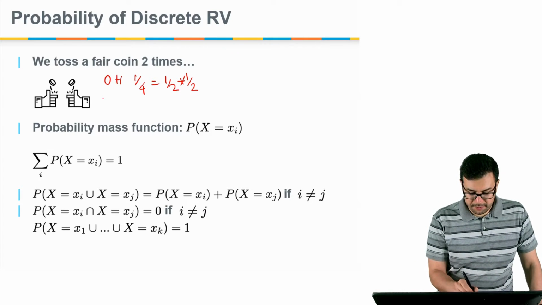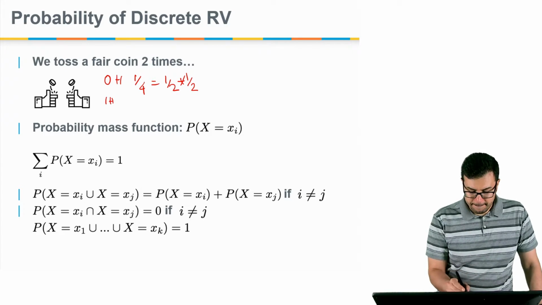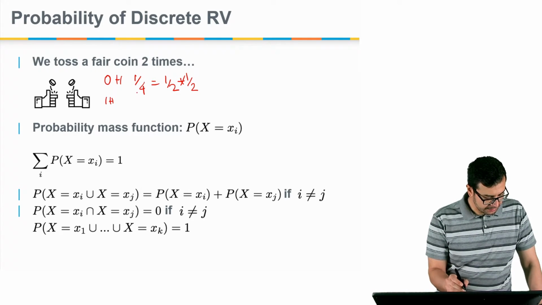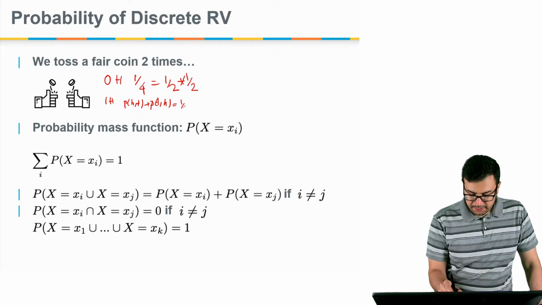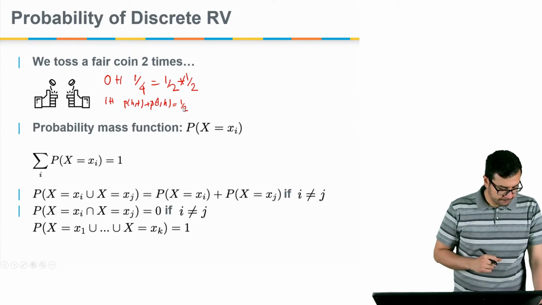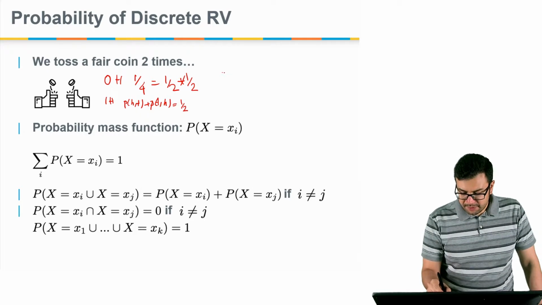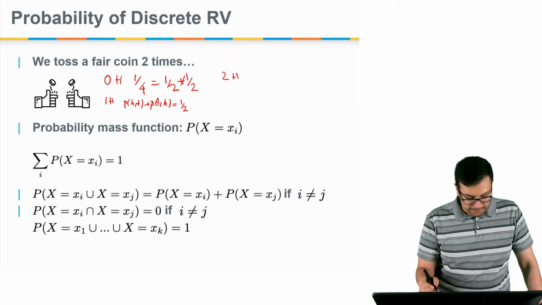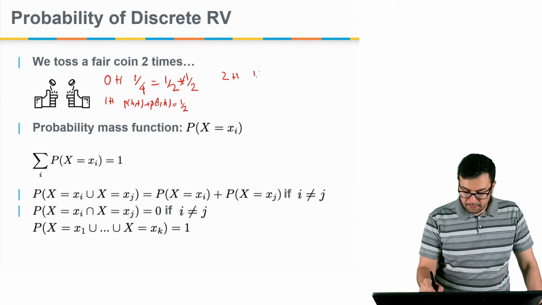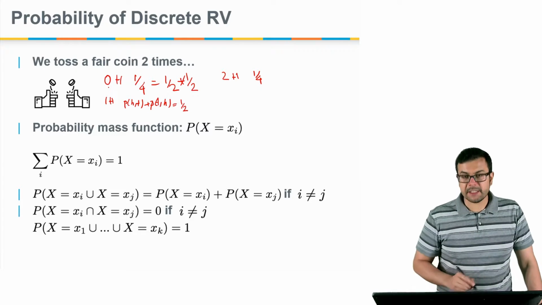What is the probability that we see 1 head? Well, it is the probability that we see heads and tails plus the probability that we see tail and head, which is 1/2. What is the probability that we see 2 heads? That probability is 1/4, the same as the 0 heads.